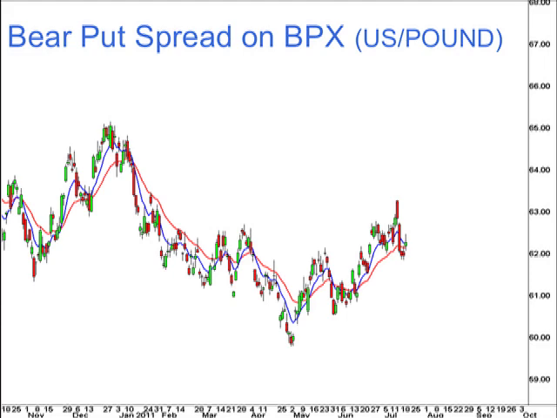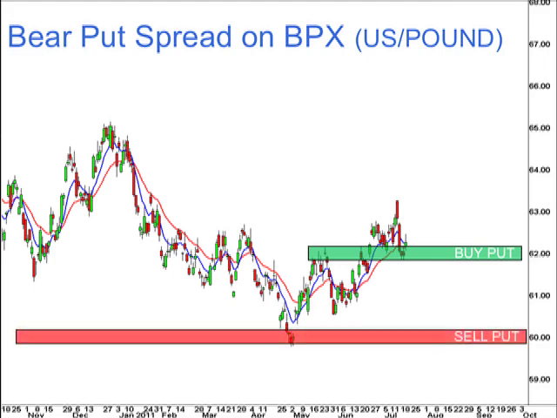So nonetheless, I've just used an example of the BPX. Now, this is the U.S. dollar's strength against the British pound, and let's say my outlook is bearish. So let's say that I believe over the next several months that the U.S. dollar is actually going to weaken against the British pound, and perhaps it's going to drop all the way down to test the support levels down at 60. So what I could do is buy a 62 strike put option, and that will allow me to participate in a drop over the next couple of months on the BPX.